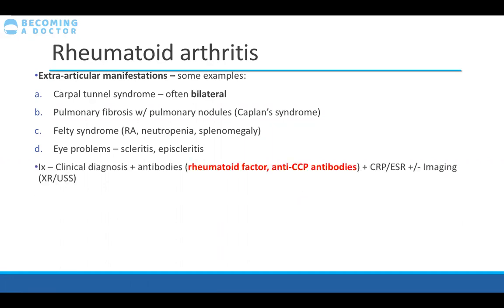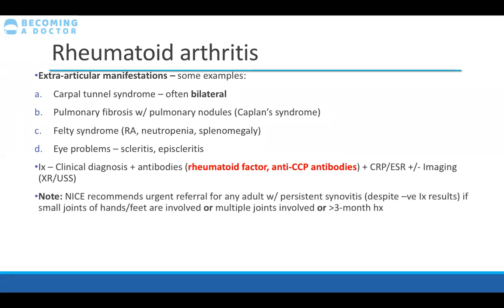In terms of investigation, your clinical diagnosis, you want to do antibodies, so rheumatoid factor and anti-CCP antibodies. You want to do inflammatory markers plus minus imaging. That depends on your clinical judgment.